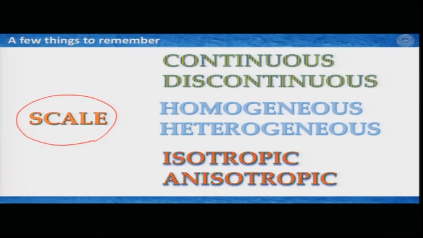Apart from the scale, there are three pairs of terms. One is continuous versus discontinuous, second one is homogeneous versus heterogeneous, and third one is isotropic versus anisotropic. We are all familiar with these terms, but let's have a look at these six terminologies in the context of studying structural geology.